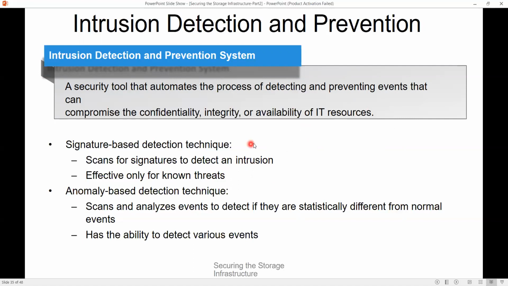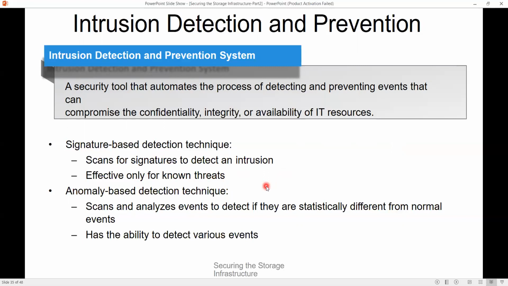In this case also an algorithm is applied at the back end, and the encrypted signatures are verified if we want to find out whether the host which is trying to access any resource is authenticated or not, right? But the signature based detection technique is effective only for known threats, where we have the idea that this can be a threat, so that we can apply that technique, the signature based detection technique, to find out.